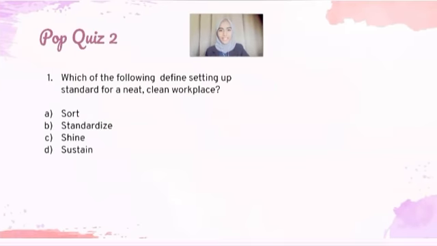Okay guys, now let's play some games, shall we? To test your understanding of this chapter that we have learned so far. So the question is, which of the following defines setting up standards for a neat and clean workspace? A is sort, B standardize, C shine, and D is sustain. What do you guys think the answer would be?